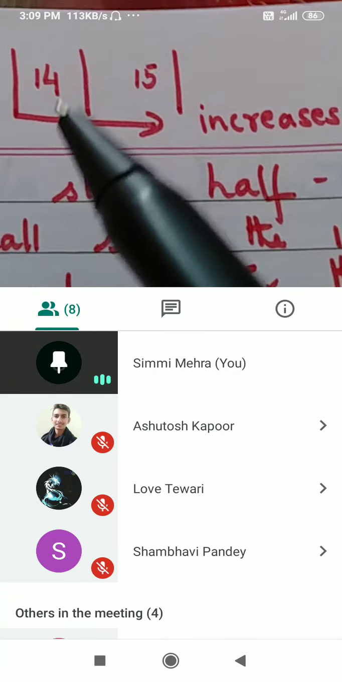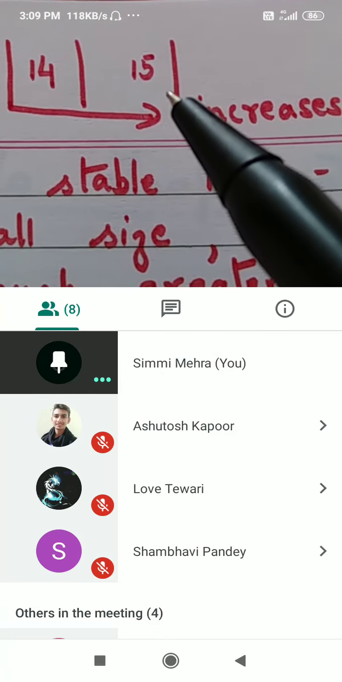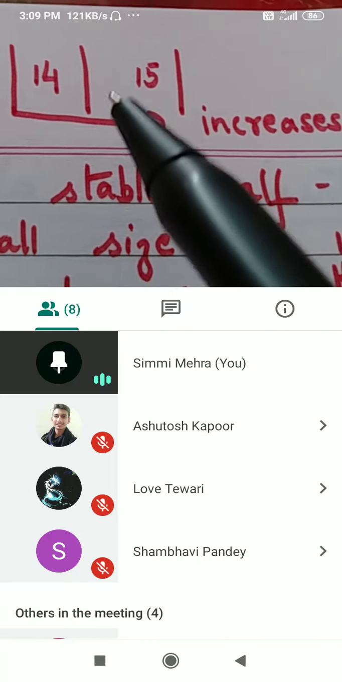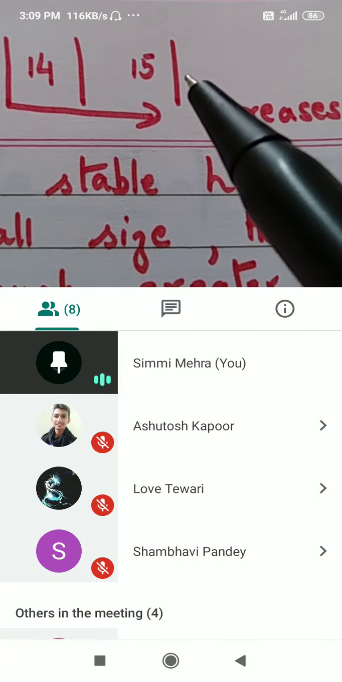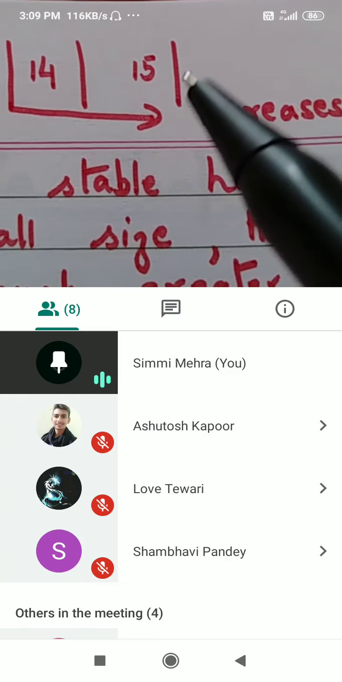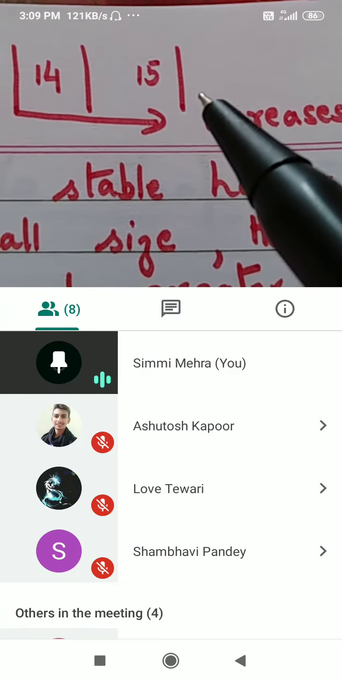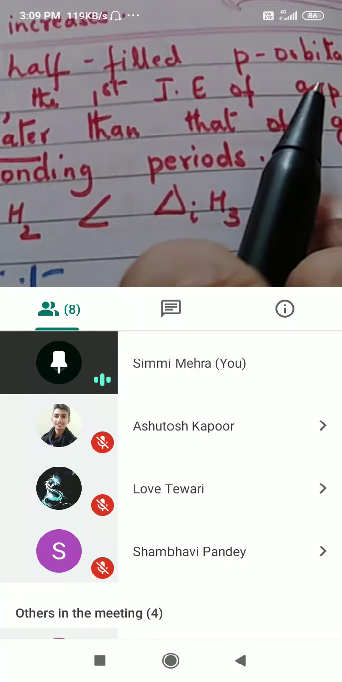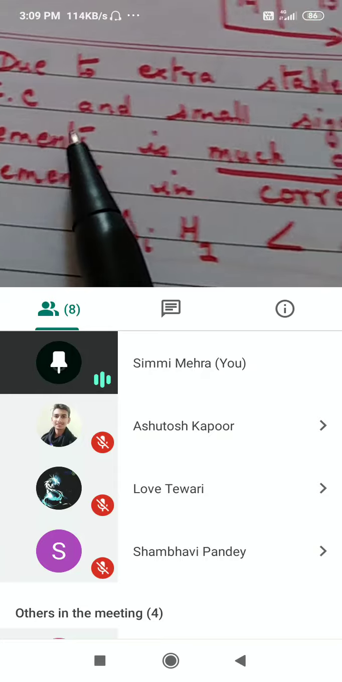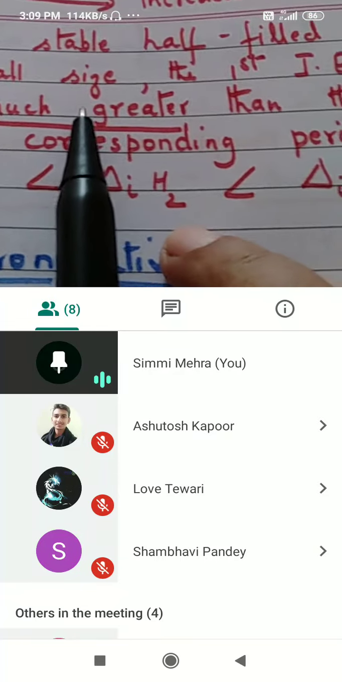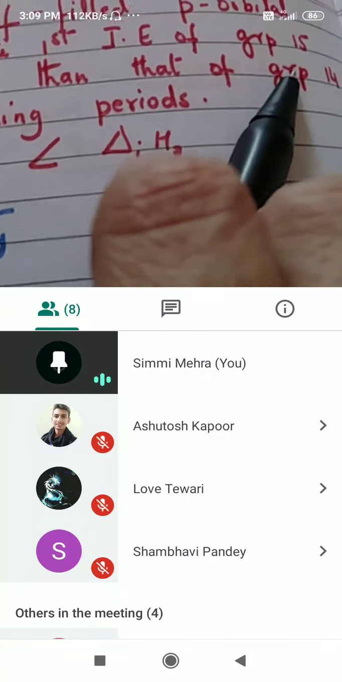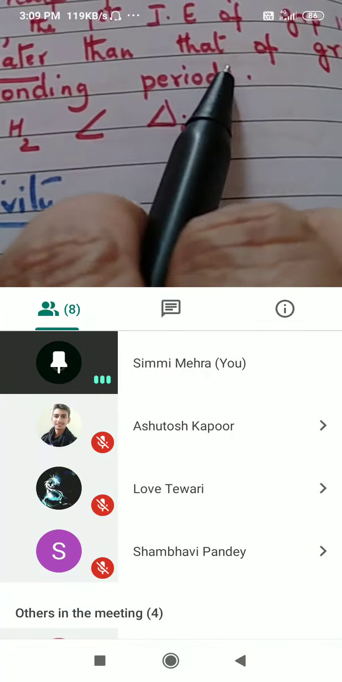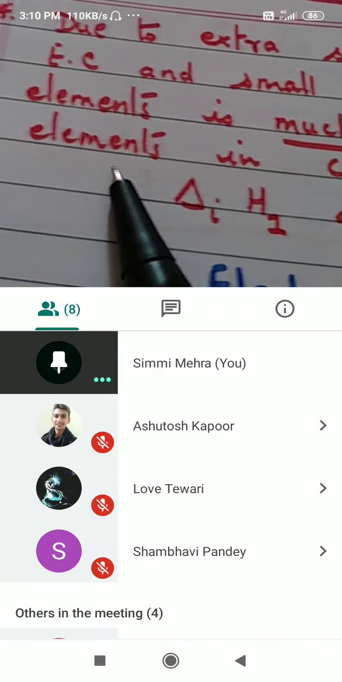But it is abnormally high, means it is much higher than the expected value. Why is group 15 going to have very high ionization enthalpy? The reason is half filled orbital. Group 15 elements have half filled orbitals. Okay, due to extra stable half filled p orbitals in the electronic configuration and small size, the first ionization enthalpy of the group 15 elements is much greater than that of group 14 elements.